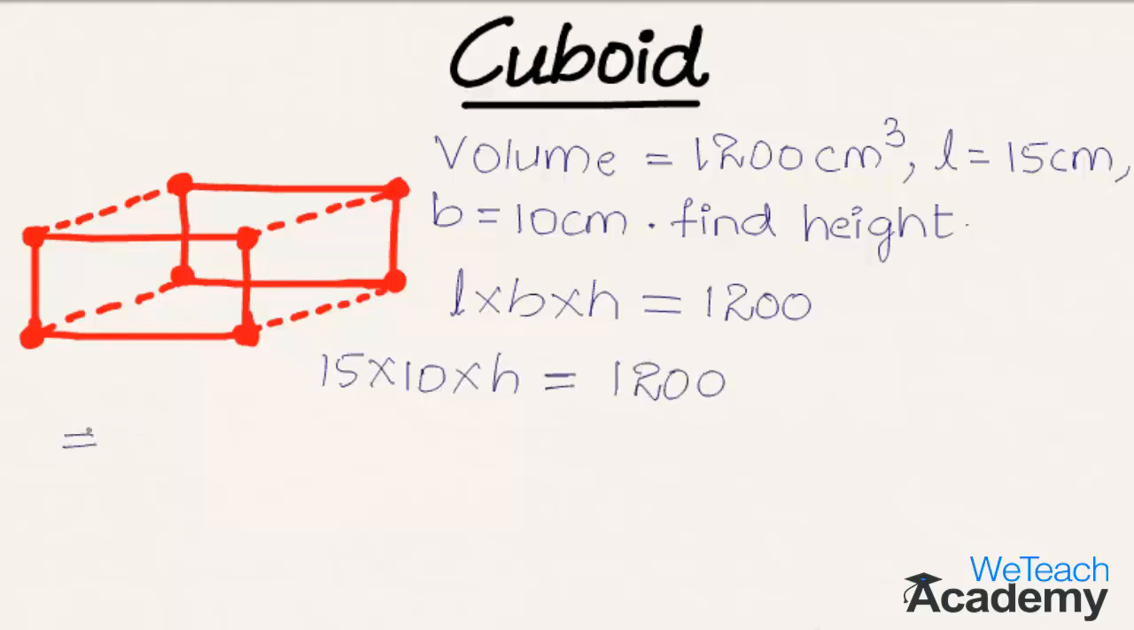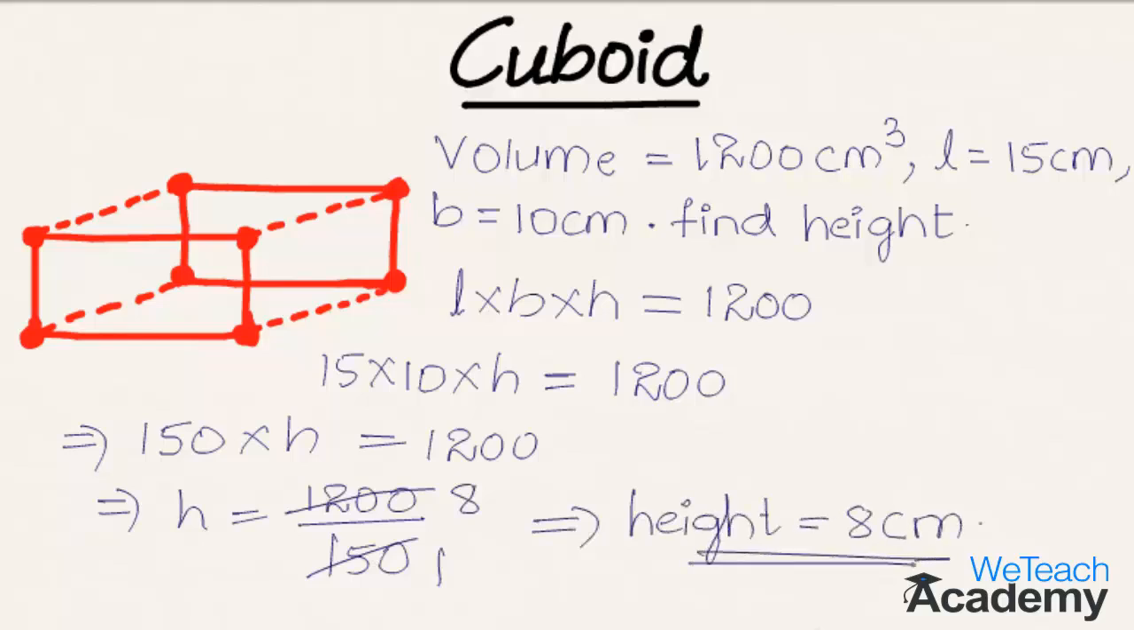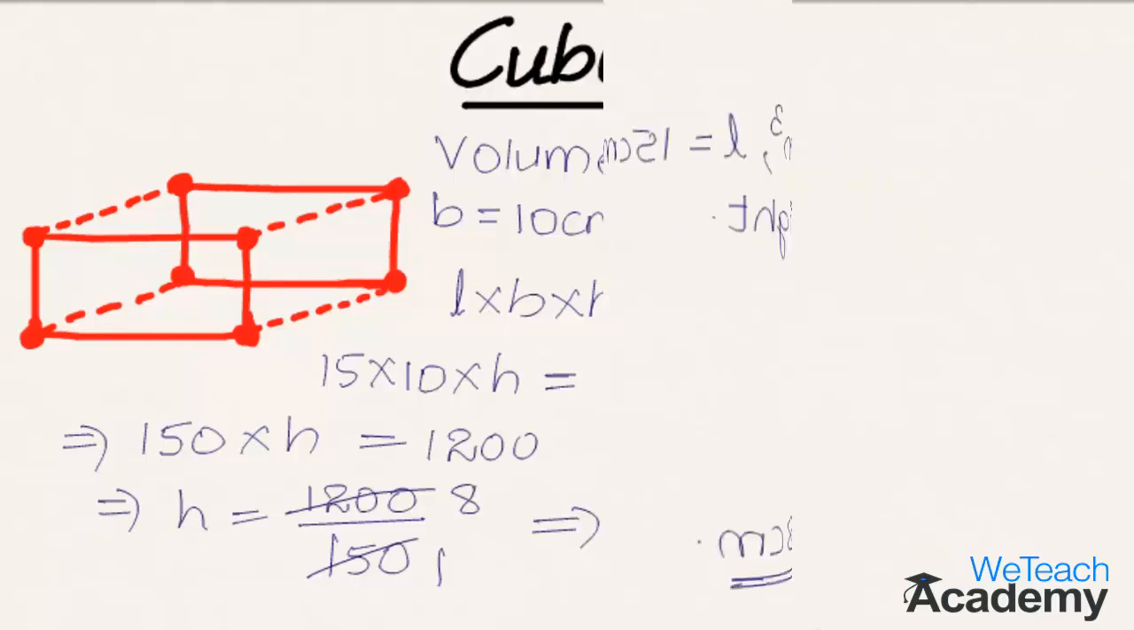By multiplying, we get 150 into h, which is equated to 1200, and in order to get the value of h, transferring 150 to the right hand side, we get h equal to 1200 divided by 150. By simplifying, 150 one time is 150 and 150 8 times is 1200. So we get height equal to 8 centimeters. And then coming to the next example.